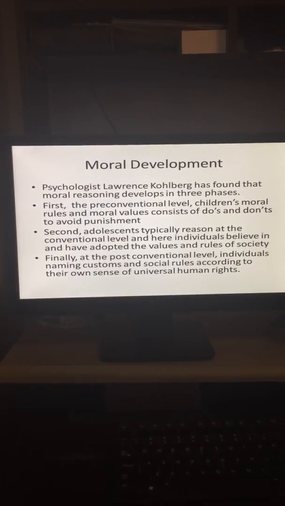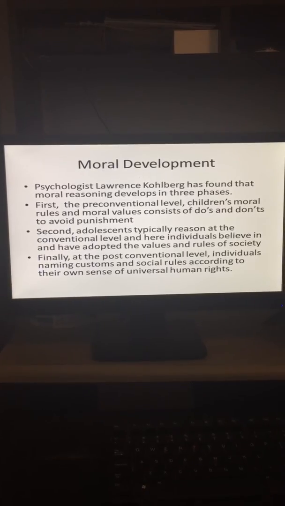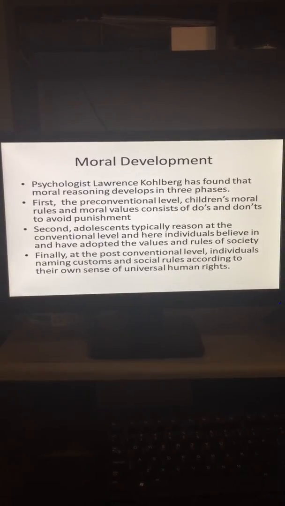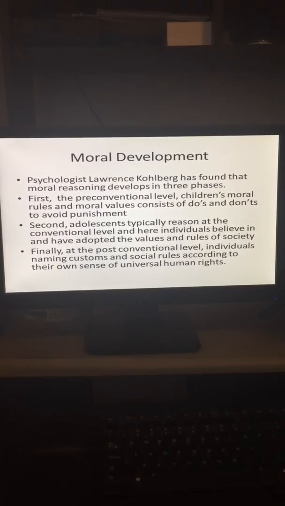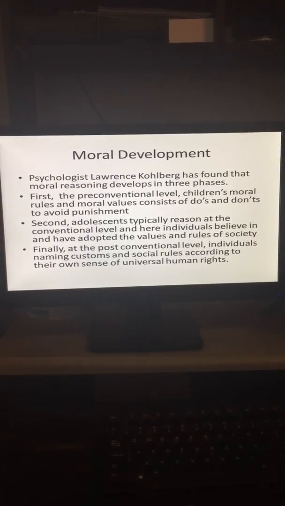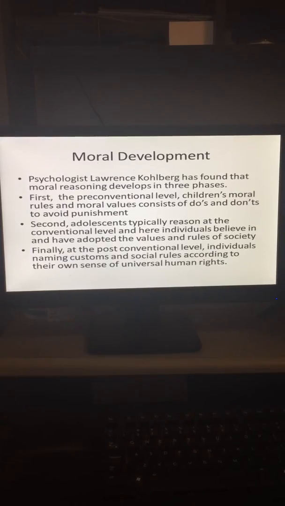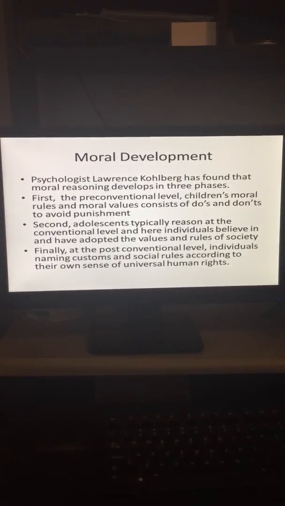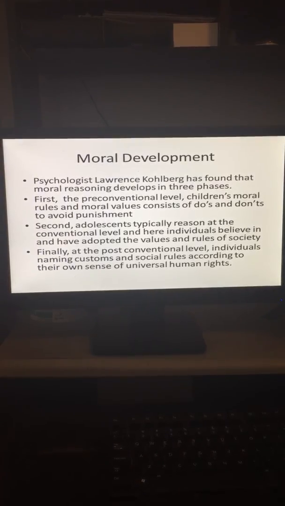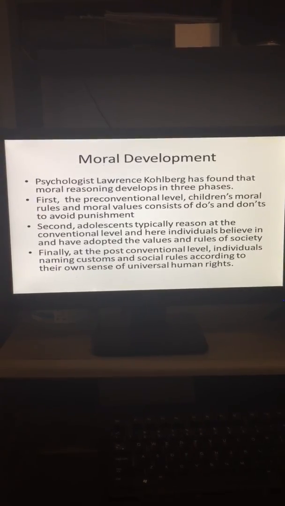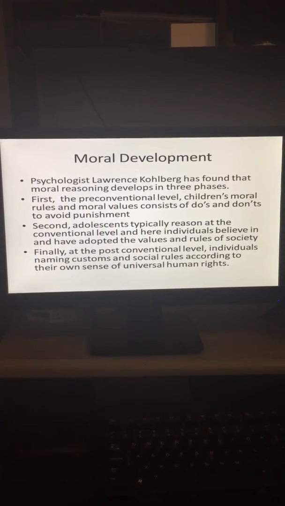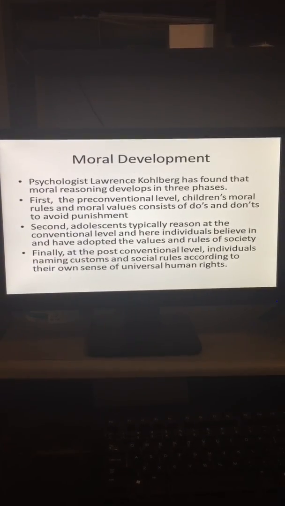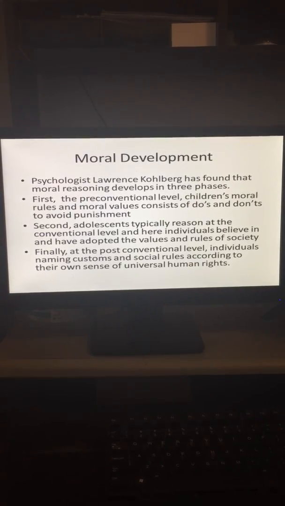Moral development. Psychologist Lawrence Kohlberg has found that moral reasoning develops in three phases. First, the preconventional level: children's moral rules and moral values consist of do's and don'ts to avoid punishment. Second, adolescents typically reason at the conventional level, and here individuals believe in and have adopted the values and rules of society. And finally, at the postconventional level, individuals define customs and social rules according to their own sense of universal human rights.